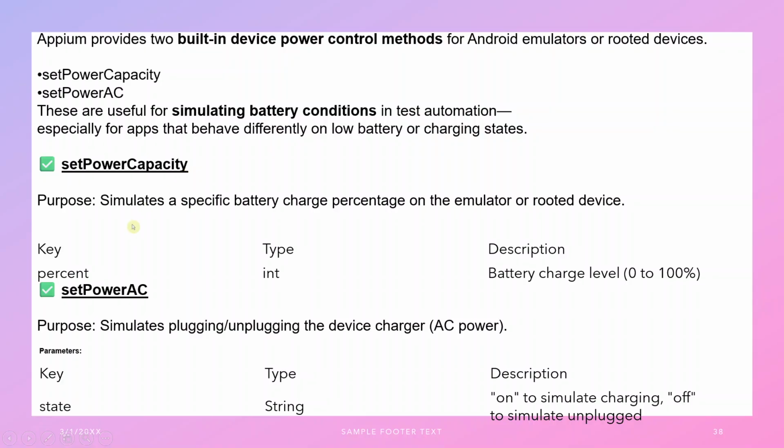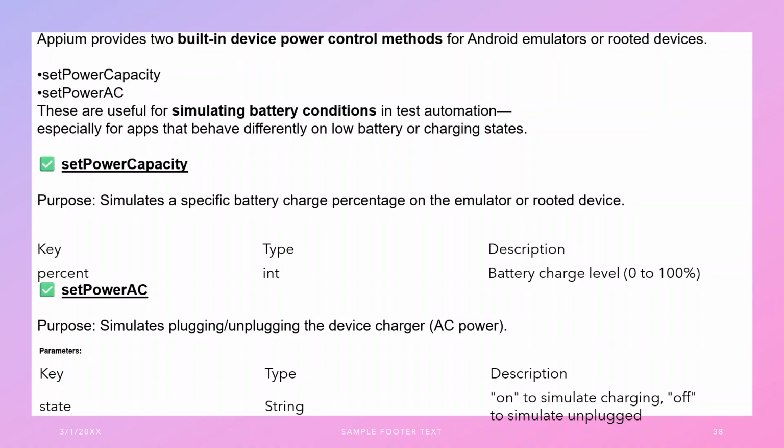What is the purpose of this method? It simulates a specific battery charge percentage on the emulator or rooted device. The type will be int, and the battery charge level will be 0 to 100. We have to provide the value as an int, which means we cannot provide a decimal like 50.12. We have to provide the percentage from 0 to 100.